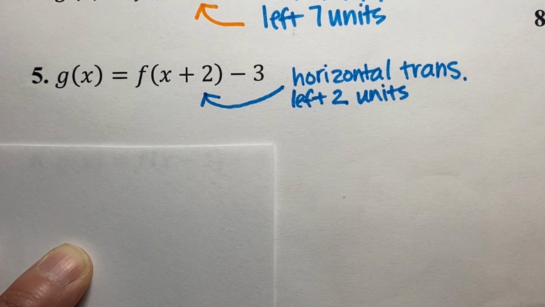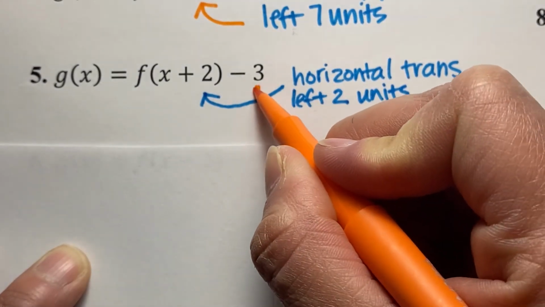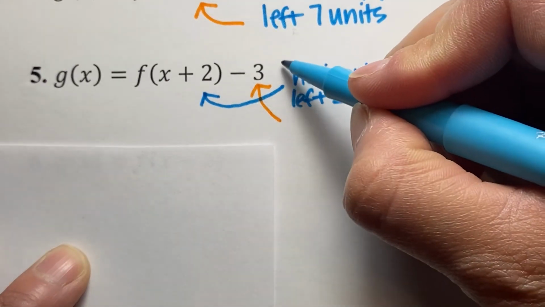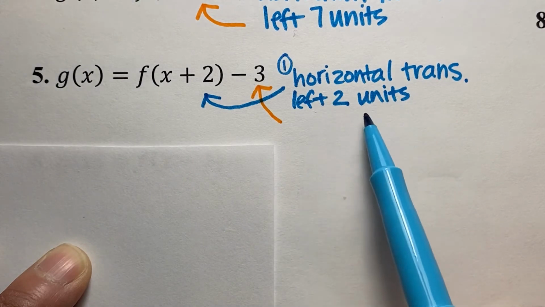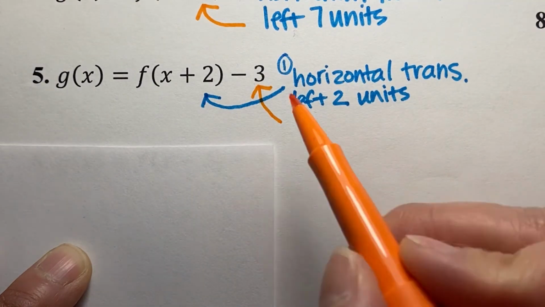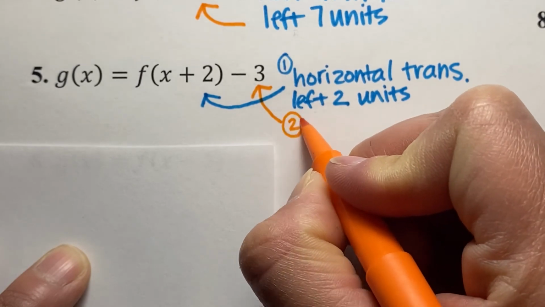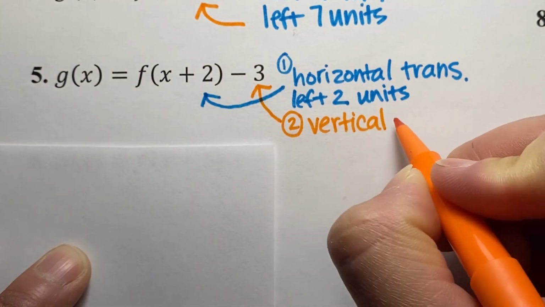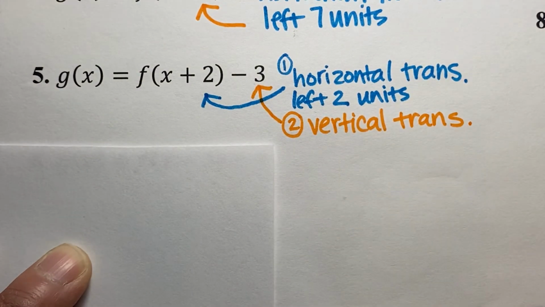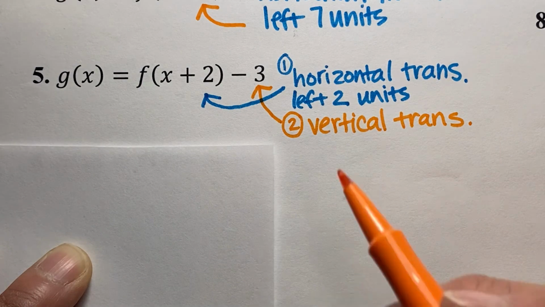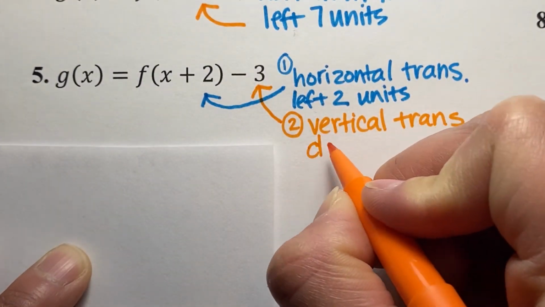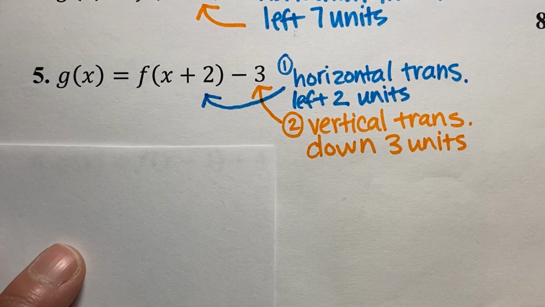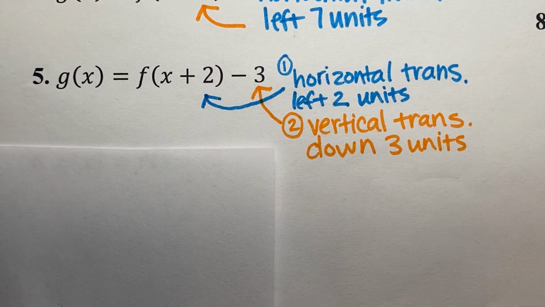Now we need to apply the transformation with the minus 3 on the outside. So there's 2 transformations here. So one of them is a horizontal translation, left 2 units. And now that I see this minus sign on the outside, it's a vertical translation. That means it's moving up or down. If it's a vertical translation, it's moving my graph down 3 units. So we need to recognize when there's 1 transformation and 2 transformations.